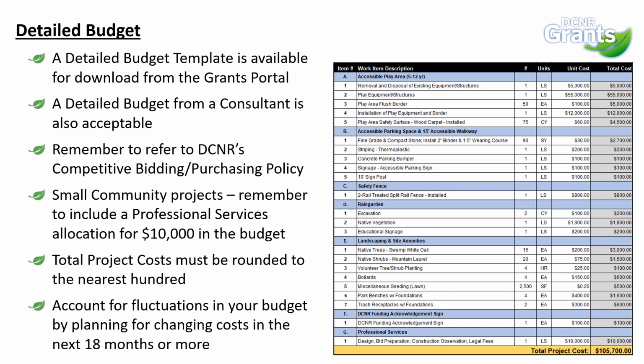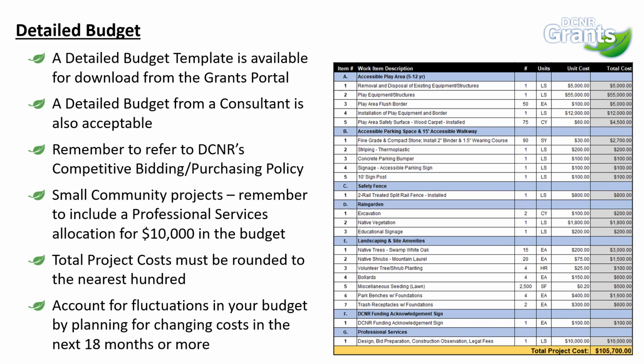Also, clearly identify all non-cash match sources. This helps application reviewers understand the types of match planned for the project and to determine the amount of grant funding being proposed. Item E3 in the budget shows an example of a non-cash match source.